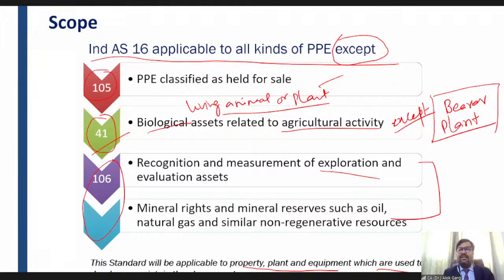So when you read agricultural activity under Ind AS 41, you will find what is meant by agricultural activity, right?